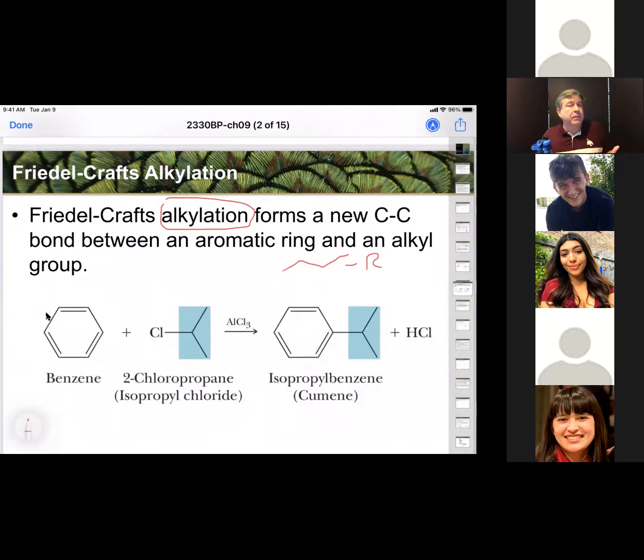So the first step is to create that cation. In this case, it's going to be a carbocation, a cation on carbon. And so we're going to use this catalyst for that, what we call aluminum chloride. In this case, the aluminum chloride would react with this bond to give us our carbocation, and we'll end up with our new carbon-carbon bond, plus HCl, and we'll regenerate our catalyst. Okay, so how does that work?